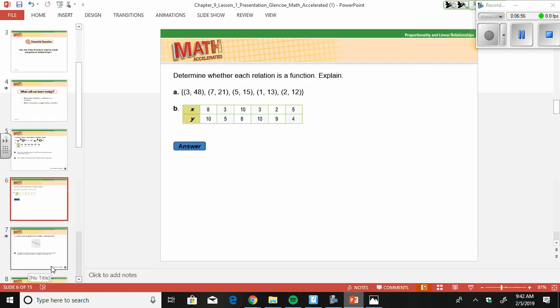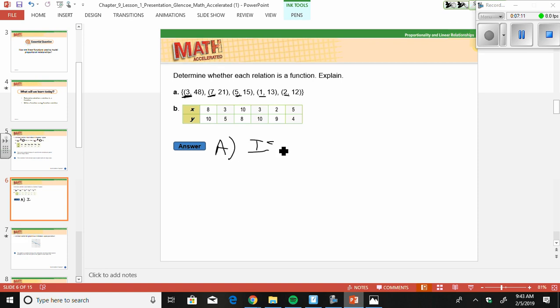So trying it out. Do we have 1 or 2? There's a 3. Do we have any more? No. Any more 7s? No. Any more 5s? 1s, 2s? So this is a function. So A is a function.